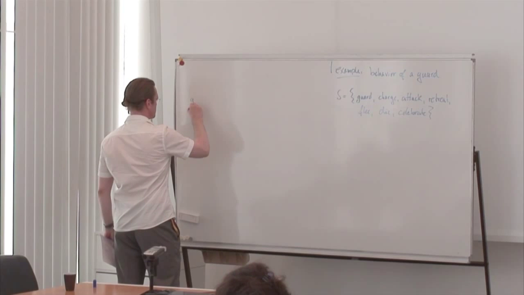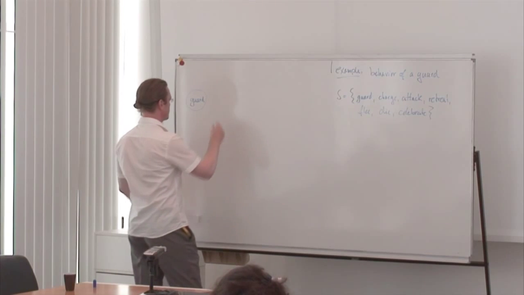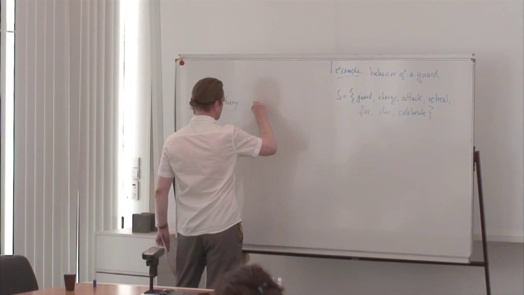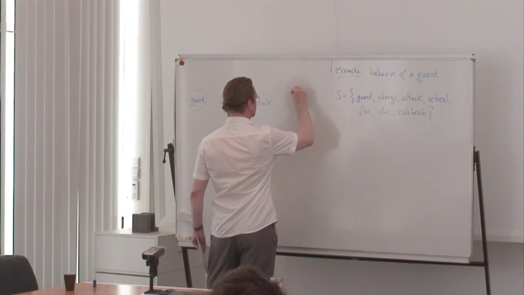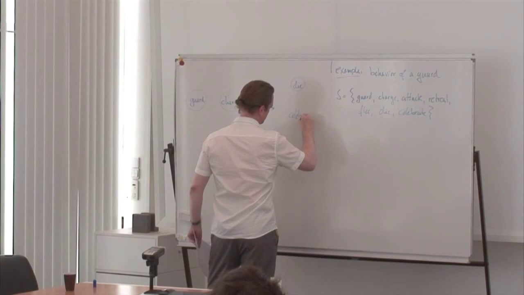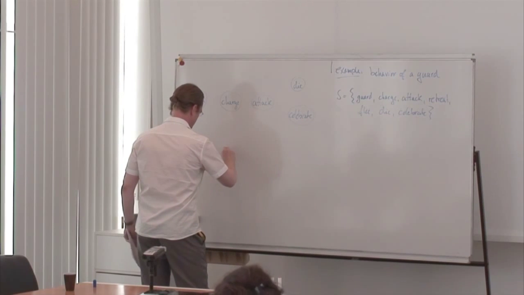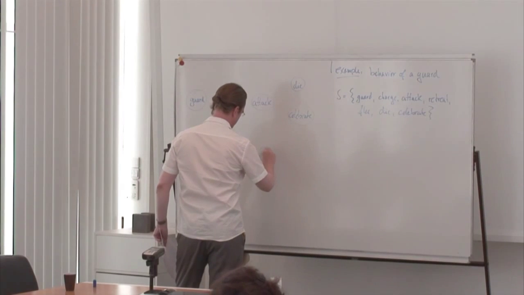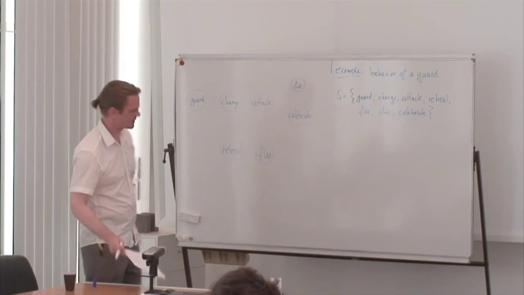So we have a state called guard, and I'll put circles around these states. Then we have a state called charge. We have attack. We have die. And we have celebrate. And then there is retreat. Retreat and flee. Yeah. So these are elementary situations the guard can be in.